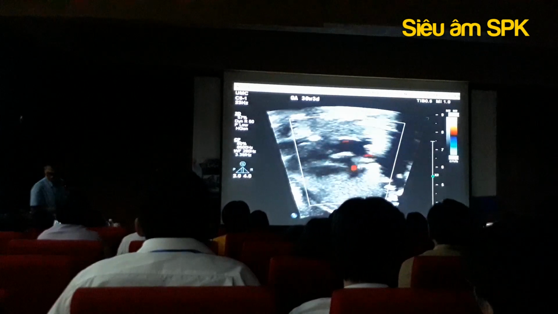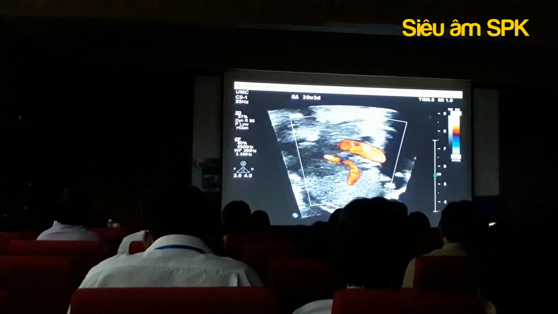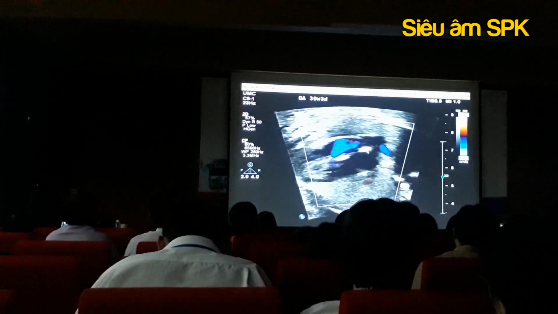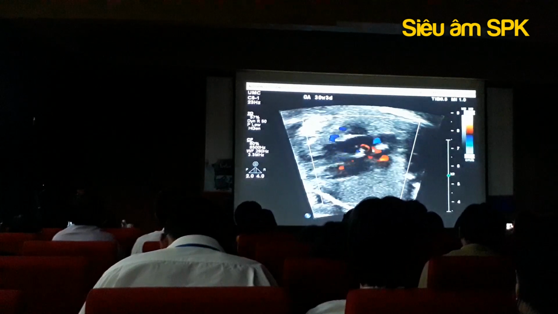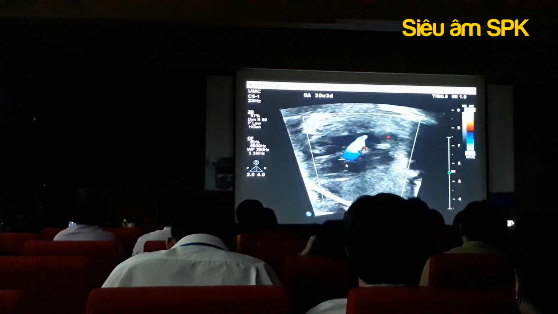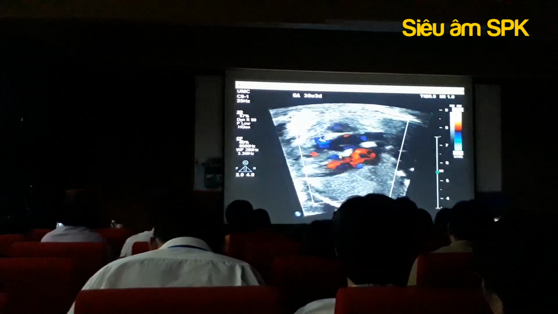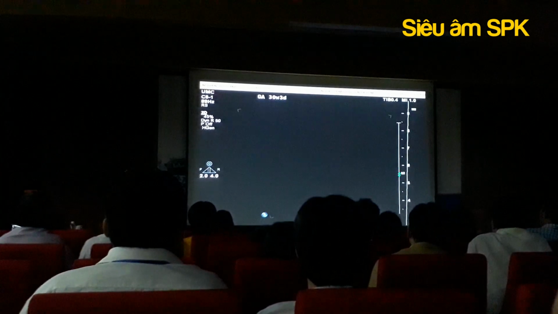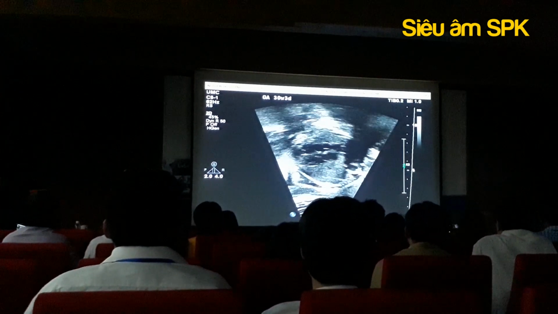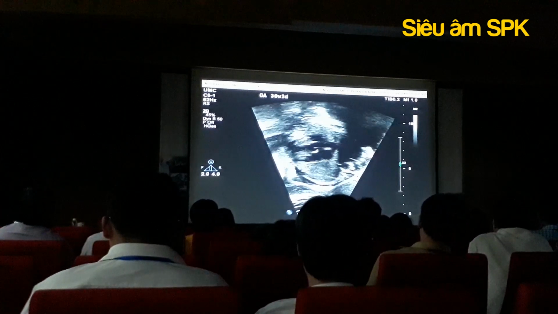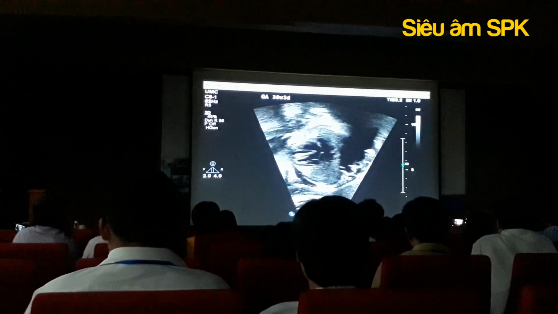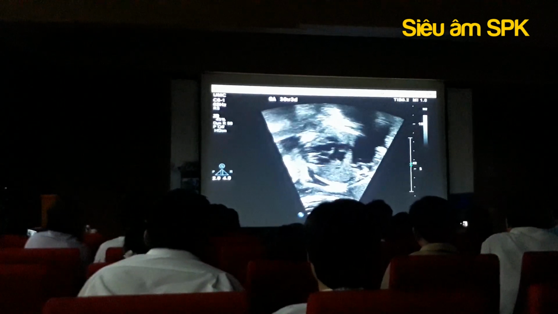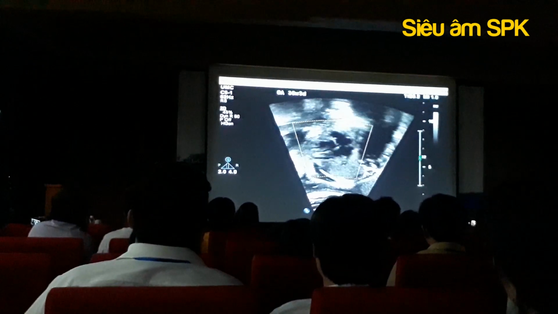So if this is the pulmonary artery, then this has to be the aorta. Đây là động mạch chủ. And since I can't connect the LV outflow tract to the aorta except through this ventricular septal defect, I would suspect then double outlet right ventricle with a subaortic VSD and pulmonary stenosis. So-called TET-like double outlet right ventricle.